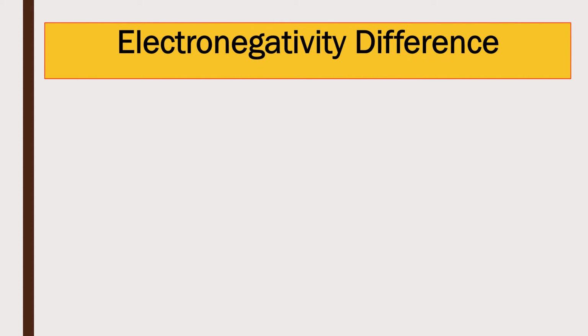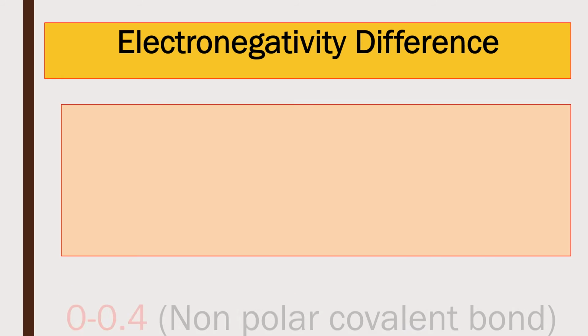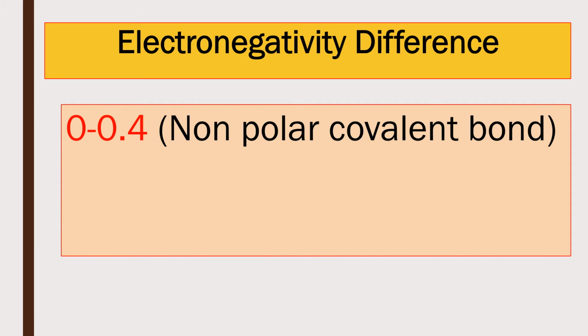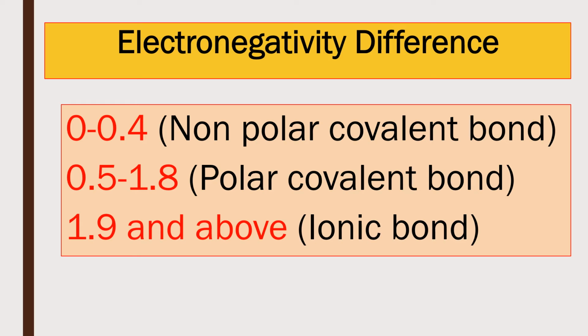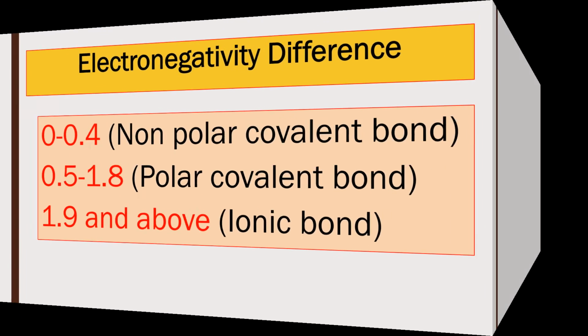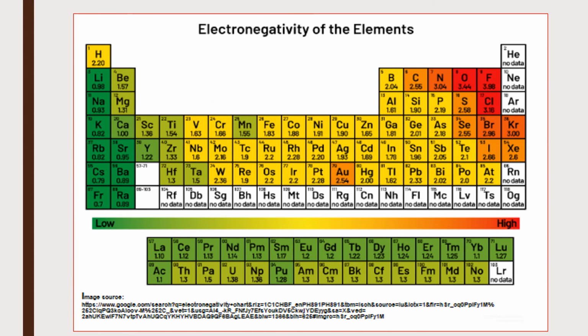Another way of knowing the type of covalent bond is through electronegativity difference, which can be found in the periodic table of elements. 0 to 0.4, nonpolar covalent bond. 0.5 to 1.8, polar covalent bond. 1.9 and above, ionic bond. Here are the electronegativity values of elements in the periodic table.